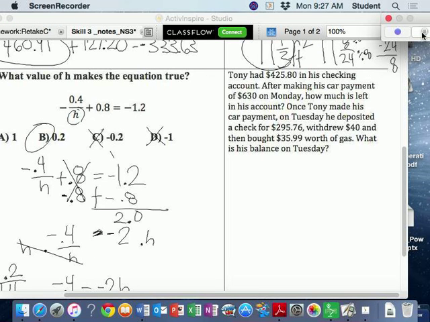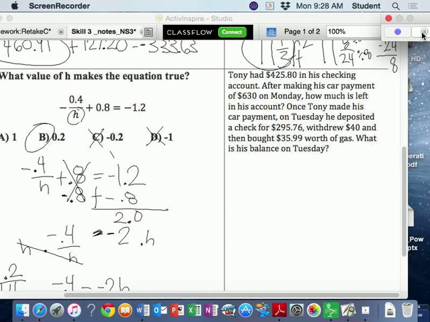Tony had $425.80 in his checking account. After making his car payment of $630 on Monday, how much is left in his account? Once Tony made his car payment, on Tuesday he deposited a check for $295.76, withdrew $40, and then bought $35.99 worth of gas. What is his balance on Tuesday?